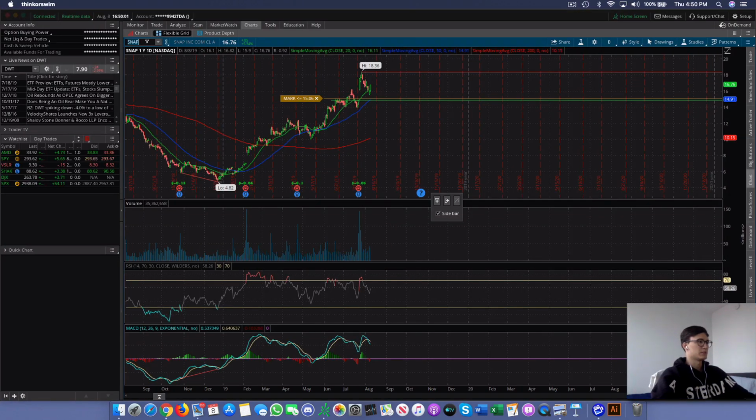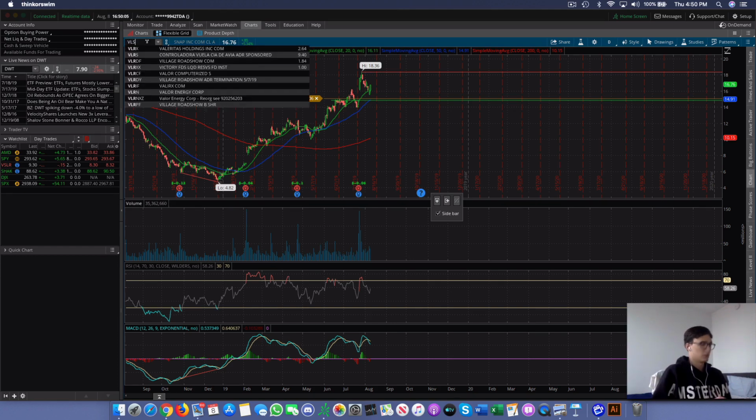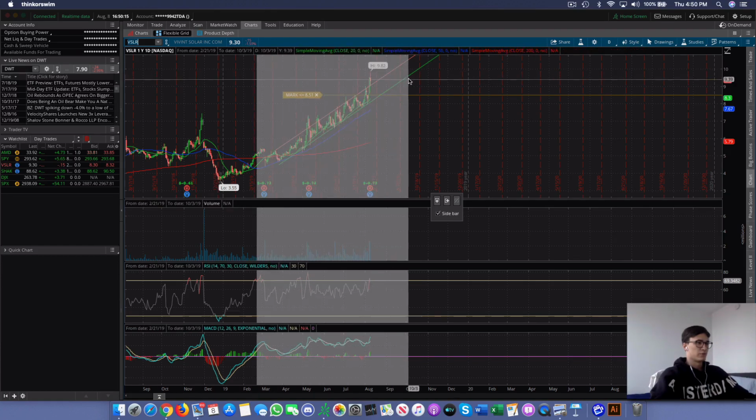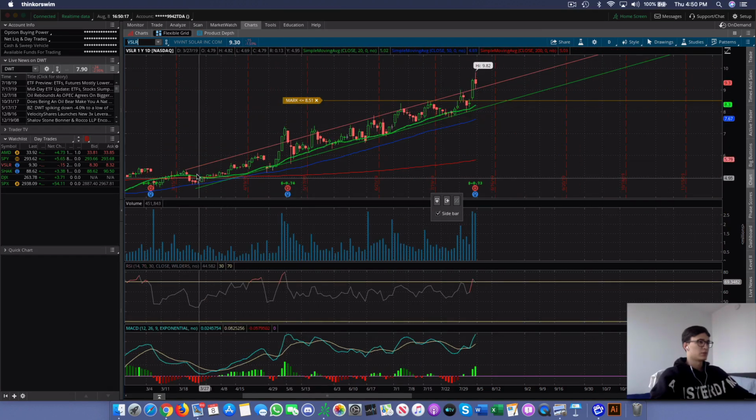A real life example of an uptrend would be VSLR, which is a stock that I previously talked about on my channel, and I pointed out my trading strategy on how I plan to trade this stock. So if we highlight this section here, I identified a line of resistance and a line of support, and my simple moving averages are proving that support level here.